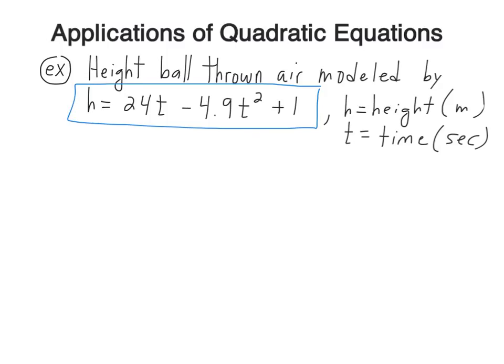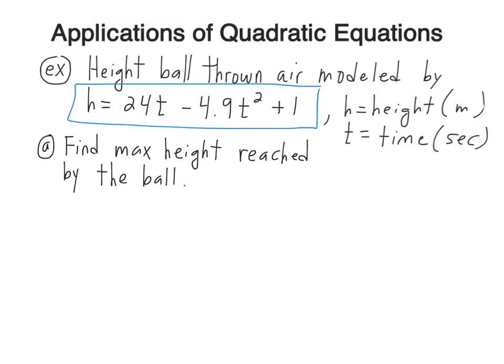Okay? So the first thing we're trying to find is the maximum height reached by the ball. Well, let's take a look at this quadratic a little bit more closely. Notice how our squared term is negative, and as we would imagine, the path of a ball is going to go up and then it's going to go down. So the height here is going to increase and then decrease, and then here's your ground. Okay, so the maximum height is going to occur right there.